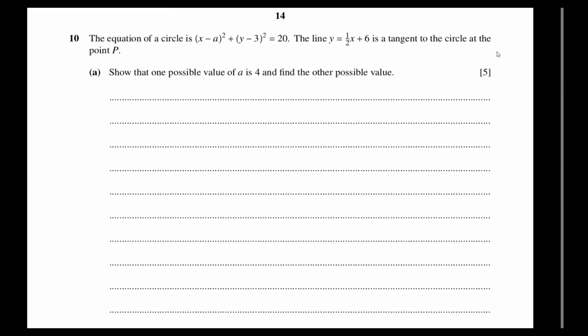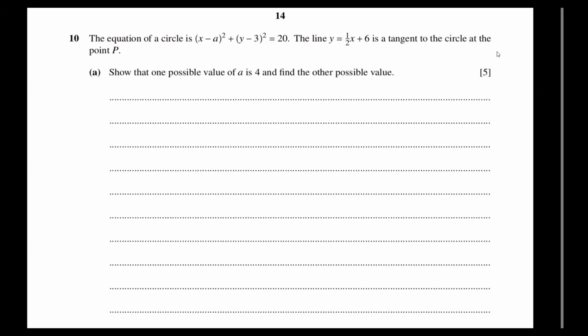In question 10, we have the equation of a circle and the equation of a line. The line is tangent to the circle at the point P. P is unknown here, and there is another unknown in the equation of the circle. We have to show that one possible value of a is 4, and find the other possible value.